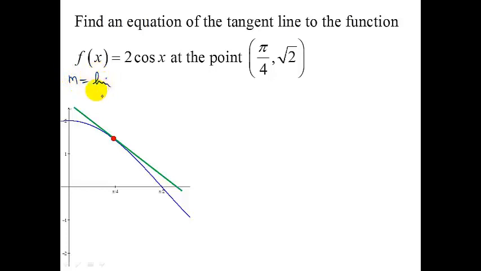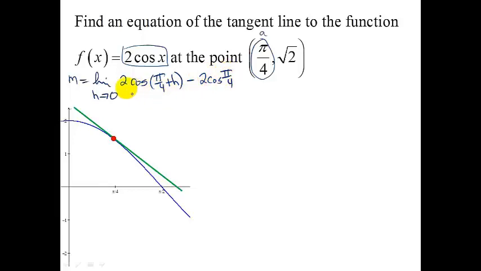The first thing we're going to need to do then is find the slope of that line, and we know that is the limit as h approaches 0 of this function at a, which our a is pi over 4 plus h, so that's going to be 2 cosine of pi over 4 plus h minus the function at a, which would be 2 cosine pi over 4 all over h.